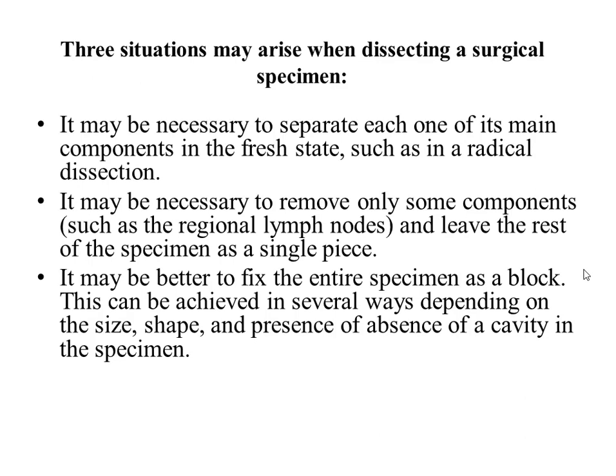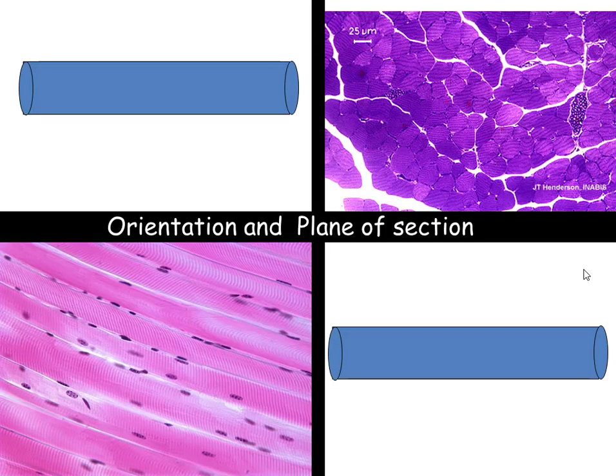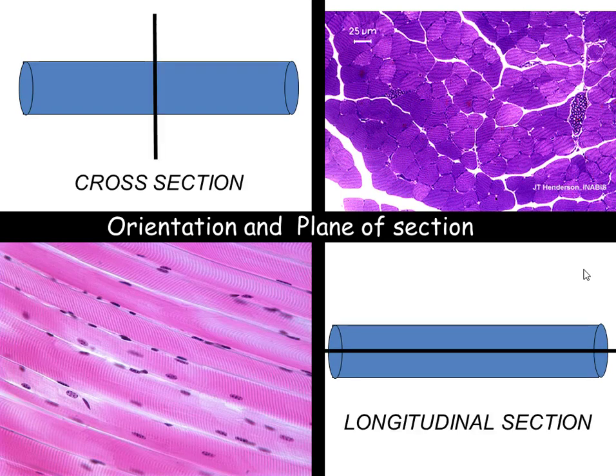This can be achieved in several ways, depending on the size, shape, and presence or absence of a cavity in the specimen. Here you can see how we may orientate the material. Depending on the orientation, we have another histological picture. On the first one, you can see cross-section of the muscular fibers, and in the lower pictures, longitudinal section.